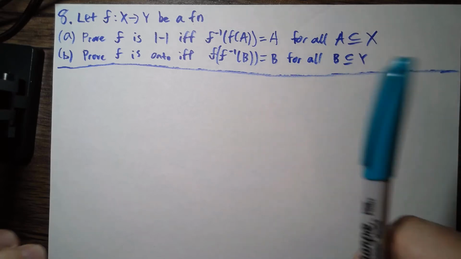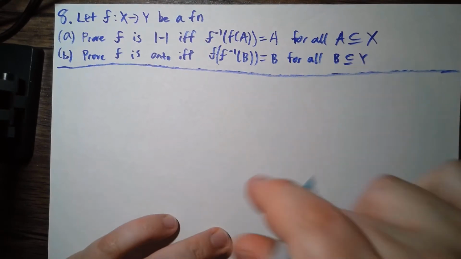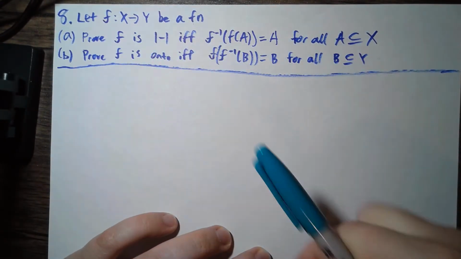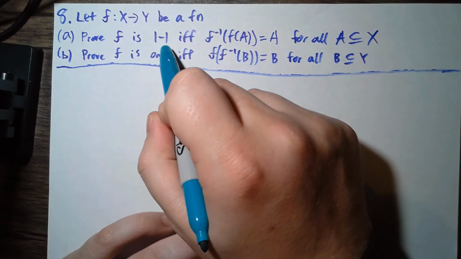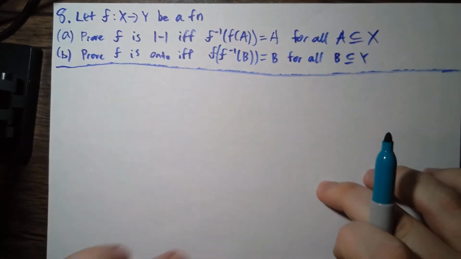Alright, so we're going to do problem 8 out of chapter 1 of Rosenlicht. So we have a function f from X to Y, and for part A we want to show it's 1 to 1 if and only if f inverse of f of A is A for all A a subset of X.